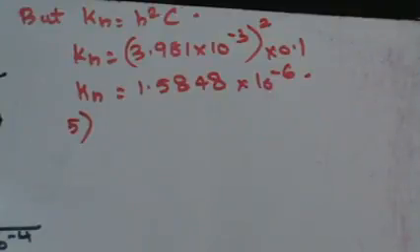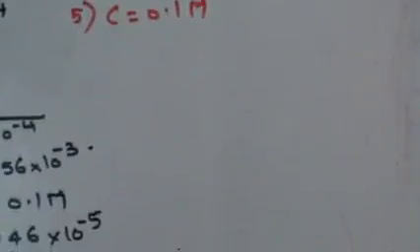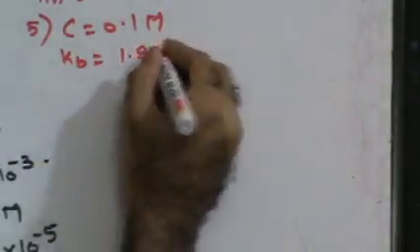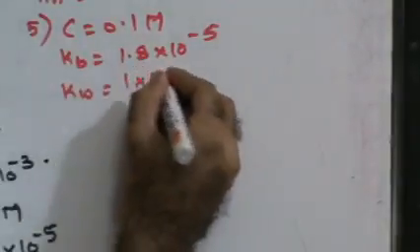Calculate the hydrolysis constant. Calculate the hydrolysis constant, degree of hydrolysis, and pH of 0.1 molar ammonium chloride solution, 0.1 molar ammonium chloride solution if Kb is 1.8 into 10 raised to minus 5 and Kw is 1 into 10 raised to minus 14.